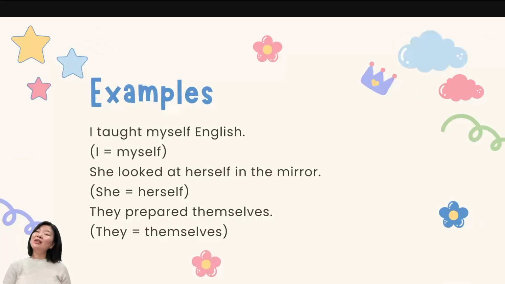So let's have a look at the examples. I taught myself English. Who taught I in English? I, myself. So I taught myself my own English. She looked at herself in the mirror. Did she look at another girl? No, she looked at herself in the mirror. So she is herself. They prepared themselves. So who's they? It's themselves. So as you see here, reflexive pronouns are used when the subject and the object are the same people.